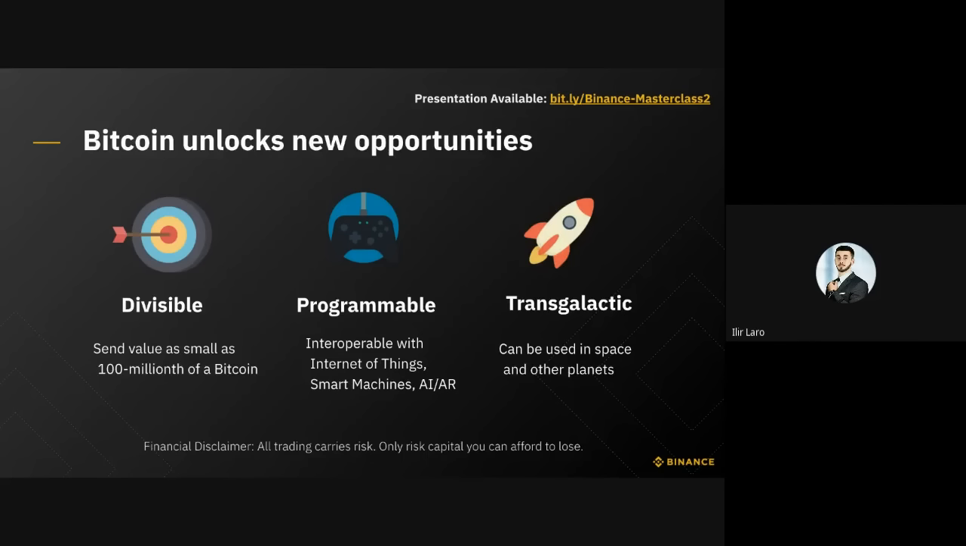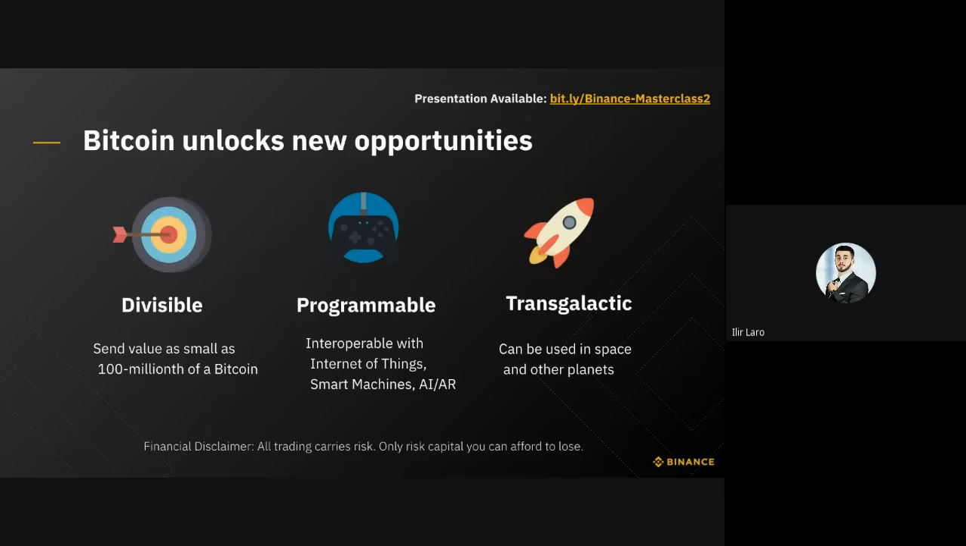Bitcoin is programmable money that you can build whole digital ecosystems on top of. It's interoperable with the Internet of Things, with smart machine learning, with artificial intelligence, augmented reality. The possibilities of pushing innovations to the edges of the network are insurmountable, and you don't need permission. Bitcoin is transgalactic money. Bitcoin is digital and therefore durable and doesn't wear out and can last forever. It is not restricted to any geographic region and therefore can be used in space, other planets, and even other solar systems.